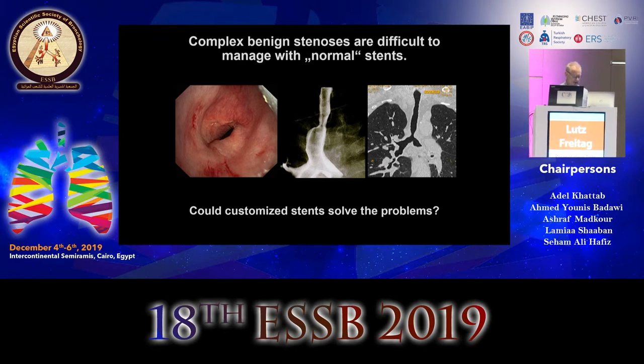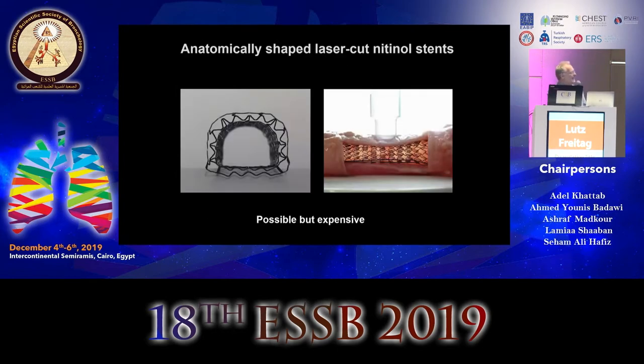So could customized stents solve the problem? Anatomically shaped laser-cut stents are available. This is a picture from 20 years ago when I got this stent made for a newborn baby. The problem is that making such a stent takes several weeks. It's extremely expensive. It's not something that is available when you need it, only with very long planning.